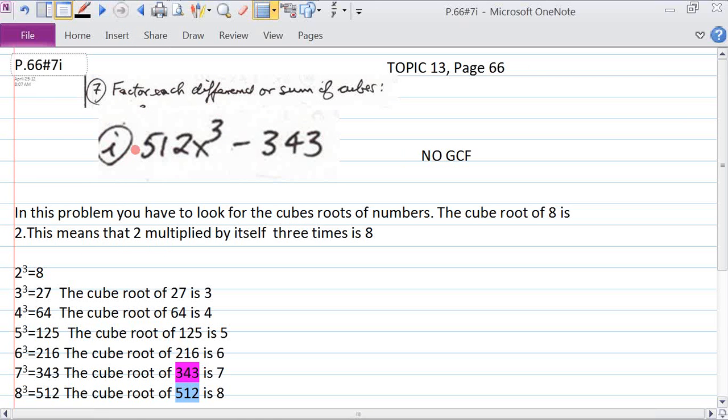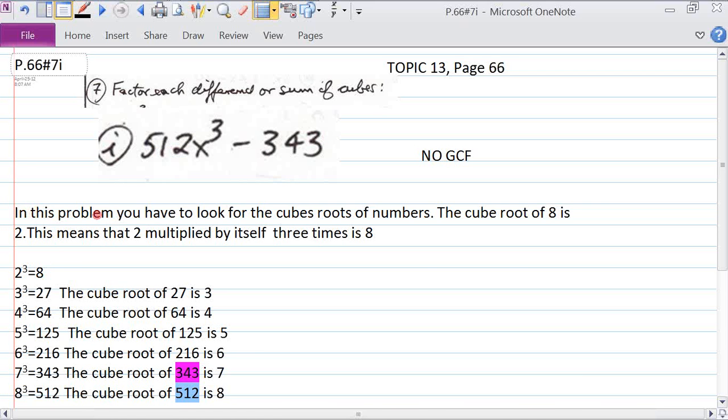Number 7I, factor this difference of cubes. And the key part here is to ask yourself, okay, how can I turn this number into a perfect cube and this number into a perfect cube?